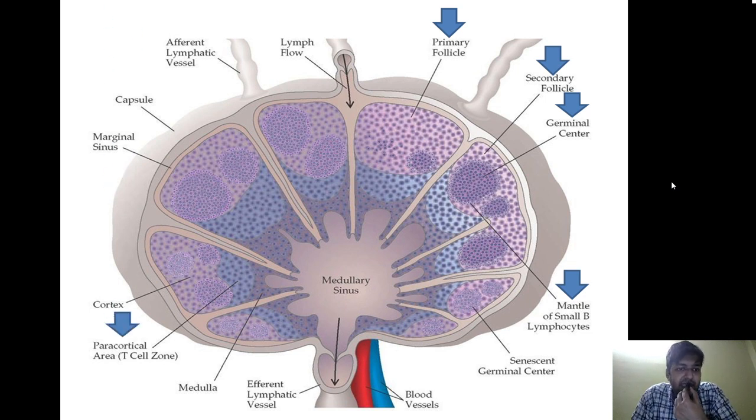Now this is the paracortical area, which contains the T cells. On the outer aspect we have the cortex. The primary follicles are contained in the superficial cortex. So this is the cortical area, and this is the medulla on the inner aspect. At the center of the medulla we have a medullary sinus, and outside the lymph node there is a capsule surrounding it.